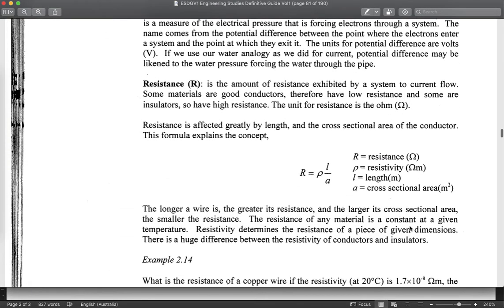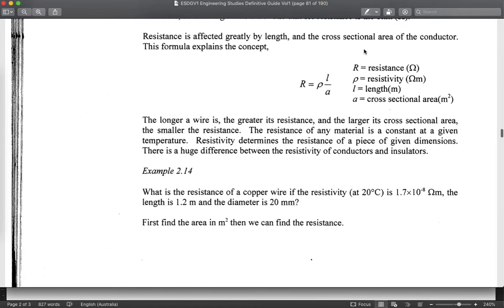Okay. So what do we got? The next thing we've got is resistance. We've got this symbol here, rho. You might remember me talking about how we use the symbol rho to represent resistance. In this case, it's resistivity, so that every material has a different amount of resistance.